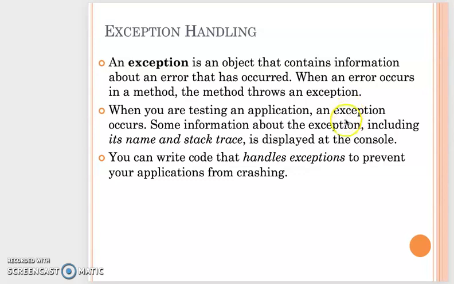When you run a program and an exception happens, your program will crash. But in the console, some information will display, from the point the exception was thrown, including the name and the stack trace. In order to prevent your program from crashing, you can handle the exception, so that your application can continue to run. So the first thing we see is, what is an exception in Java?